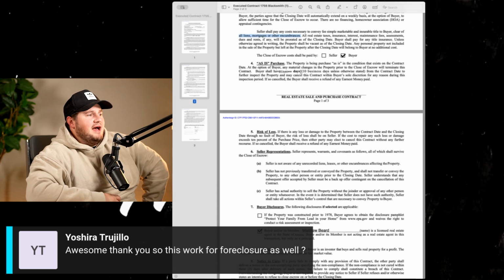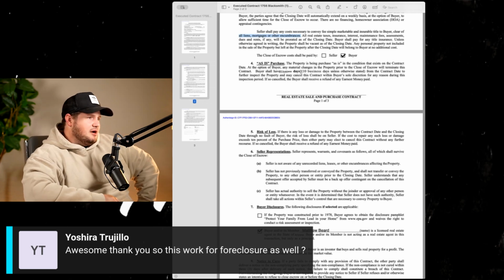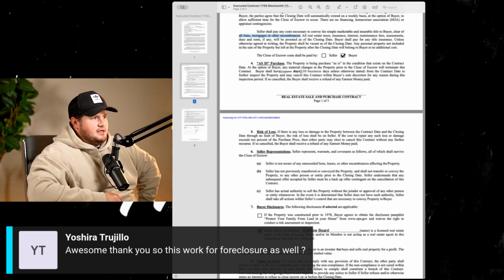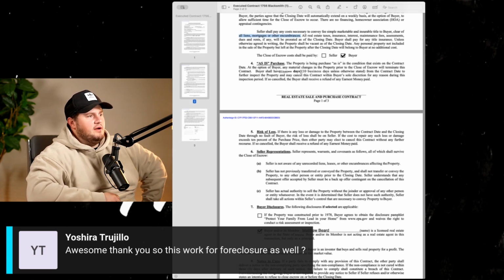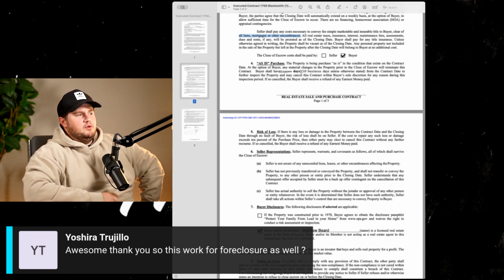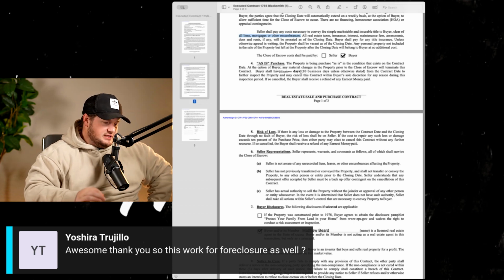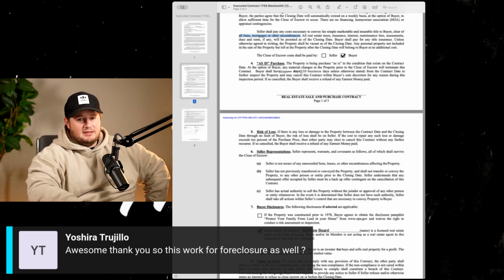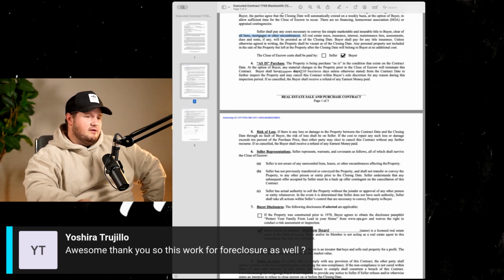Okay, buyer shall have 10 business days unless otherwise stated, from the contract date to further inspect the property, and may cancel this contract within buyer's sole discretion for any reason during this inspection period. If so canceled, the buyer shall receive a refund of any earnest money paid. Okay, so we do 10 business days. So if I sign a contract on a Saturday, my inspection period technically doesn't even start till Monday, and I have over 2 weeks to get the property inspected.